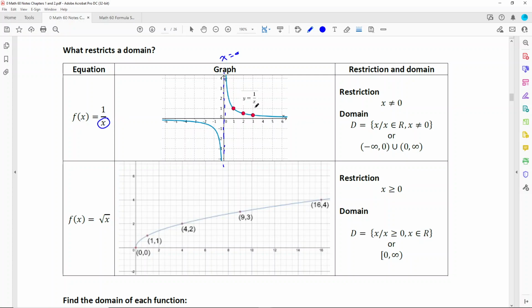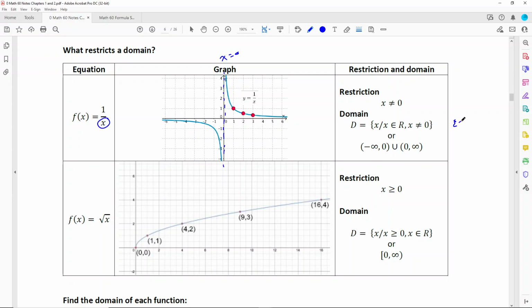And so your graph's going to do this weird swoopy thing. Now, we're not going to have to graph rational functions at this point, but I just wanted to show you what it looks like so that you know there's a restriction in the domain, right? There's something that x cannot be. So I like to say the domain is the set of x such that x is an element of the real number system, meaning x can be anything, but it can't be 0.